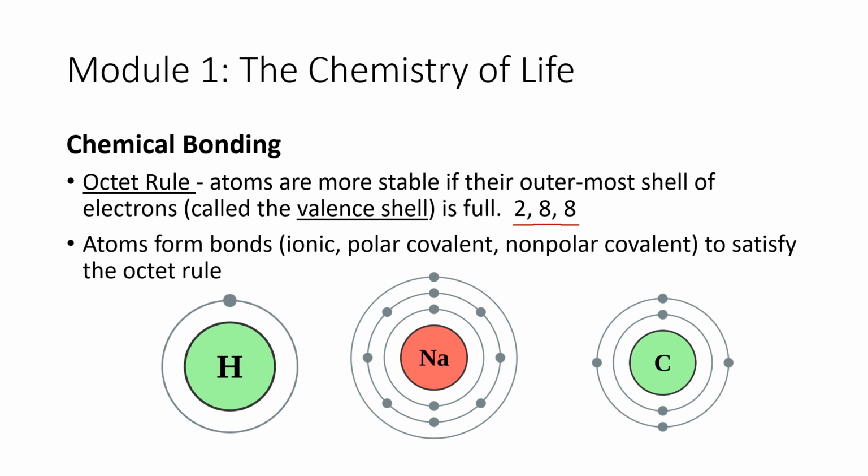Now, I did this before with hydrogen. Here we have hydrogen. It has an H symbol. It has 1 electron, and here's that electron sitting there in its valence shell. It has room for one more.